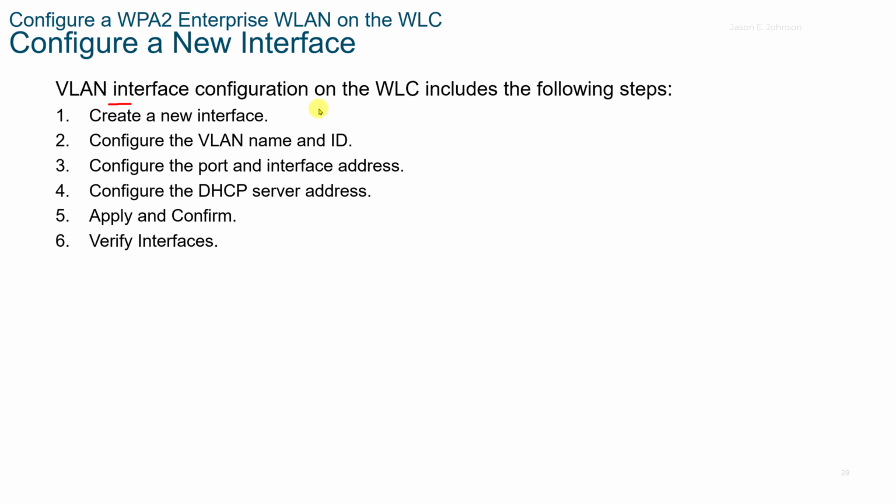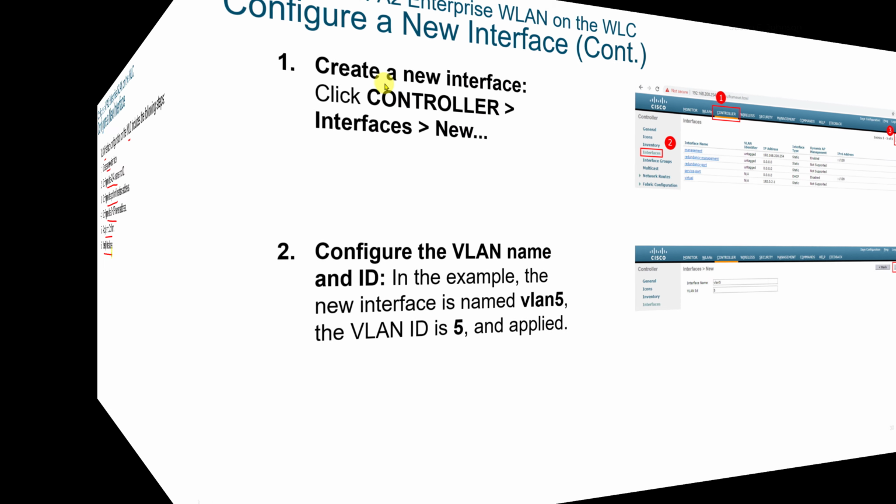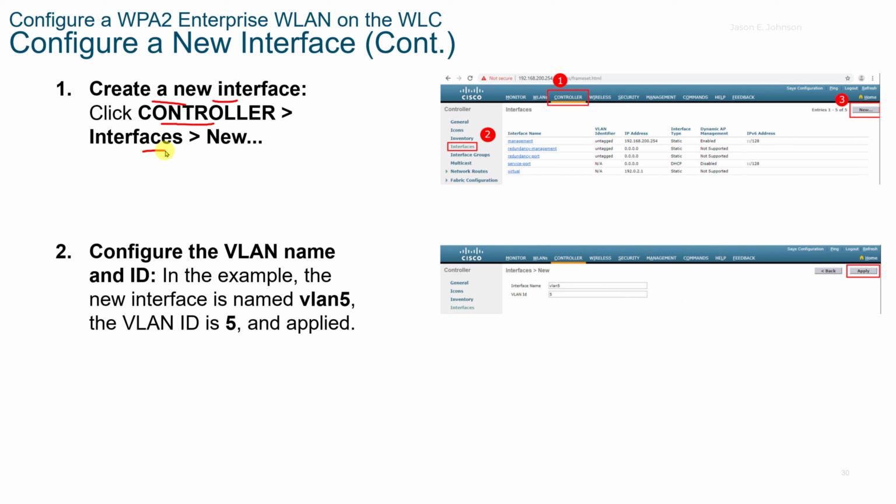Now the VLAN interface configuration on the controller includes the following steps. We create a new interface, configure the VLAN, configure the port, configure the server, apply and confirm, and then verify. So let's take a look at those. We create a new interface, click on Controller Interfaces, click New, configure the VLAN name, and in this example we're going to do VLAN 5, and the VLAN ID is 5, and then it's applied.